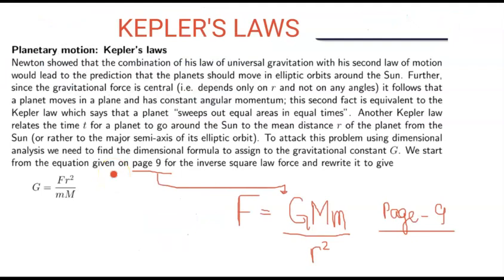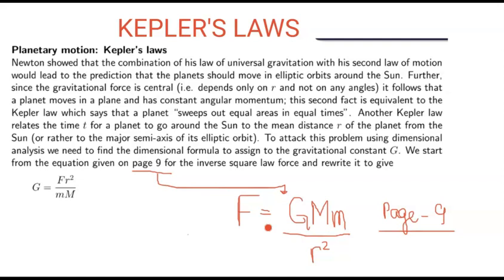Okay, the next thing is we have a look at the application of the formula in planetary motion, for example, Kepler's laws. Newton shows the combination of his law of universal gravitation, which is given by this. He said there is a force of attraction between two bodies. The force of attraction between any two bodies in the universe is directly proportional to the masses of the bodies, and it is inversely proportional to the distance between their centers.